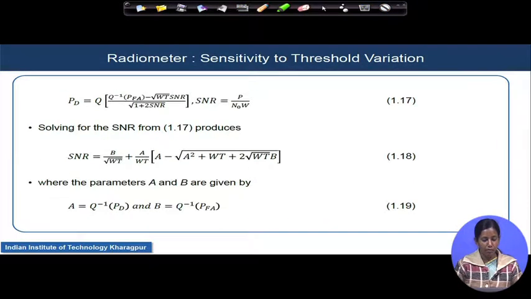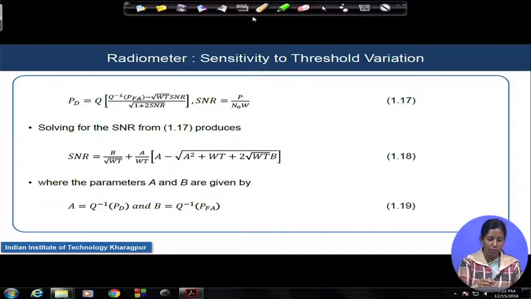So, 1.17 we will continue with, it is rewritten here. If I solve equation 1.17 to find the expression for SNR, it boils down to equation 1.12, where we have introduced new parameters called capital A and B. A is the inverse Q function of the detection probability, and B is the inverse Q function of the false alarm probability. So, the signal to noise ratio can be written in terms of the false alarm probability and the detection probability.